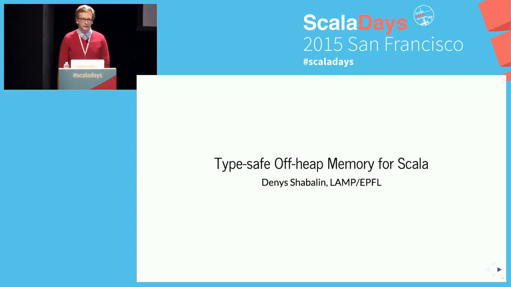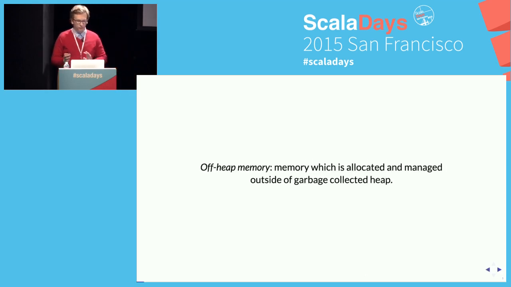Today I would like to continue talking about a topic which was brought up by Reynold of Databricks. This topic is off-heap memory. Maybe some of you are not familiar with the topic or were not there. So off-heap memory is memory which is allocated outside of the GC heap.